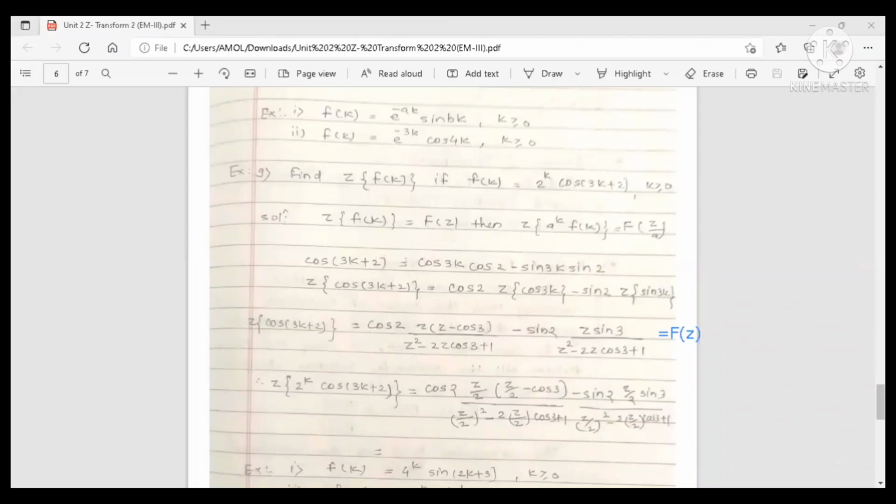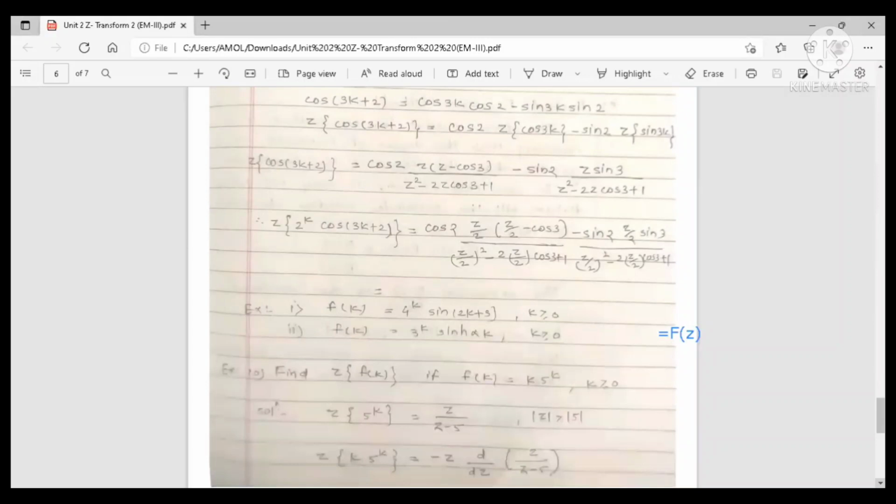So this is the Z transform of 2 raised to k into cos of 3k plus 2. So this is the example here. These are the change of scale property. You can find the transform of these sequences.